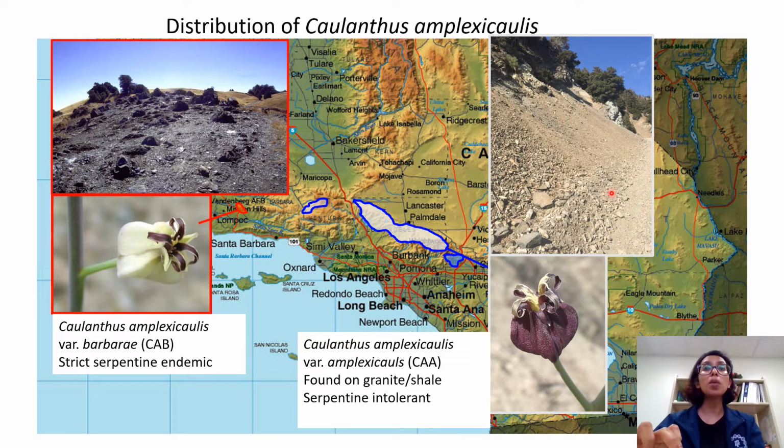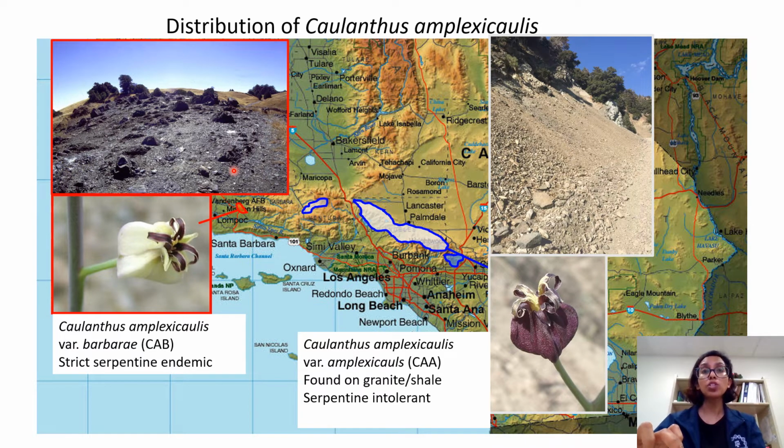In this image, I am showing you the distribution of CAB and CAA. They can be found in California. CAA has a broader distribution compared to the limited distribution of CAB. In nature, these two plants do not overlap, but we can crossbreed them in laboratory conditions. Though the serpentine soil provides a stressful environment, CAB is restricted to serpentine soil.